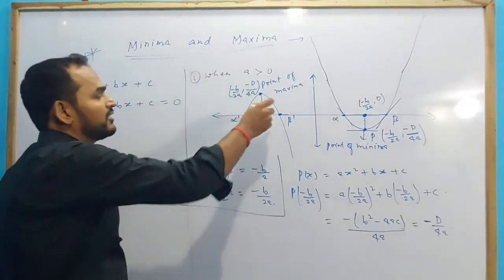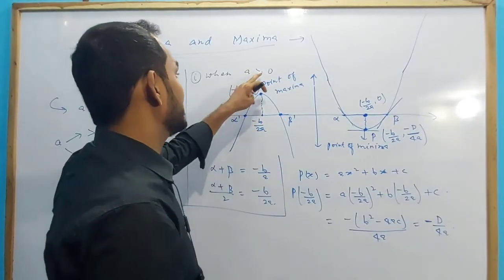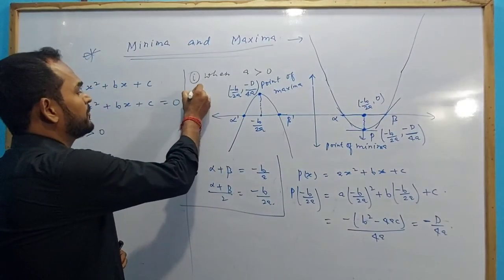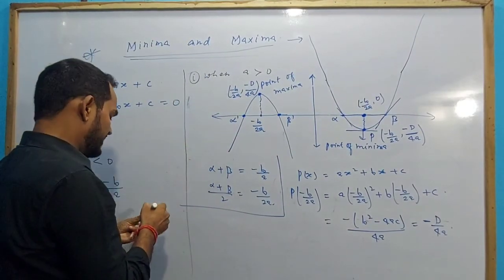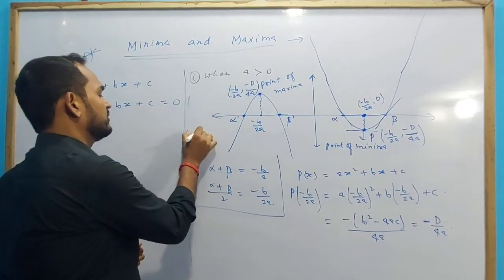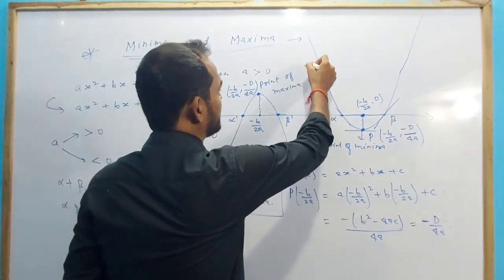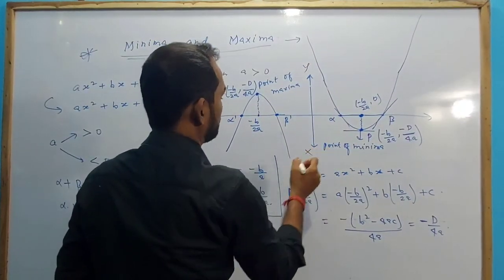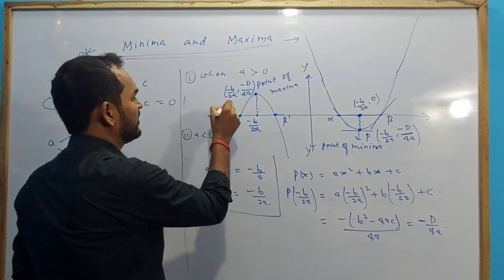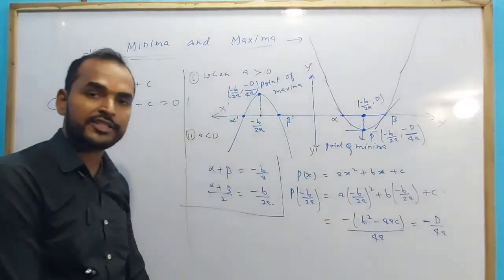When a is greater than 0, the graph is upward, and this other case is when a is less than 0, when the graph is downward. Both cases I have represented in the same graph, so don't get confused here. Take it easy. I hope you all are understanding it very well.